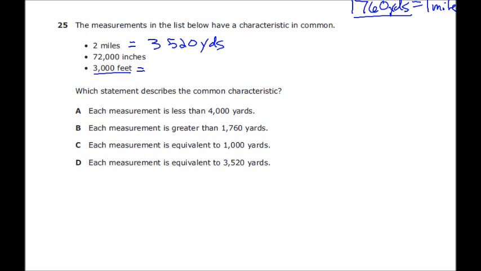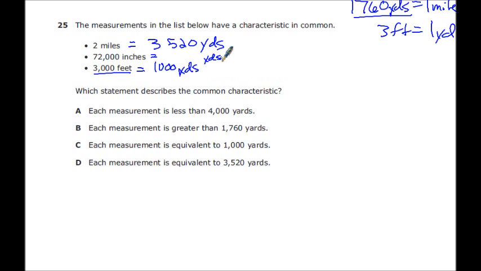Well, I know that 3 feet is equal to 1 yard, so I would take this number here, divide it by 3, so I get an answer of 1,000 yards. I now want to get my inches, and I want to convert that into yards.